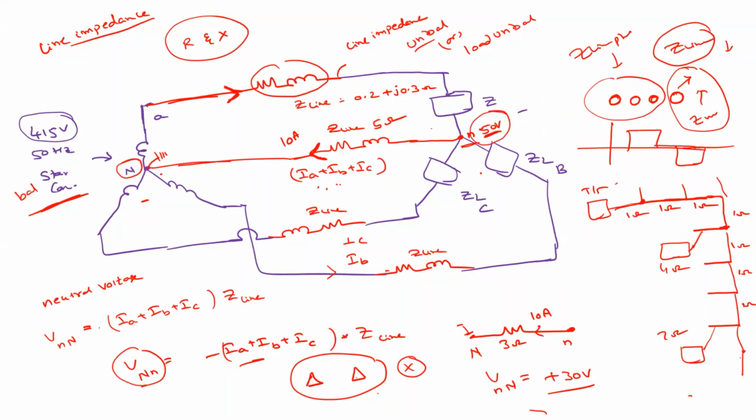Load means the appliances we are using at home, sir? Yes, this is the appliances of the house. This is the equivalent of your LED lights, TVs, heaters, air conditioners, all those things. So this entire thing is lumped as a ZLA.